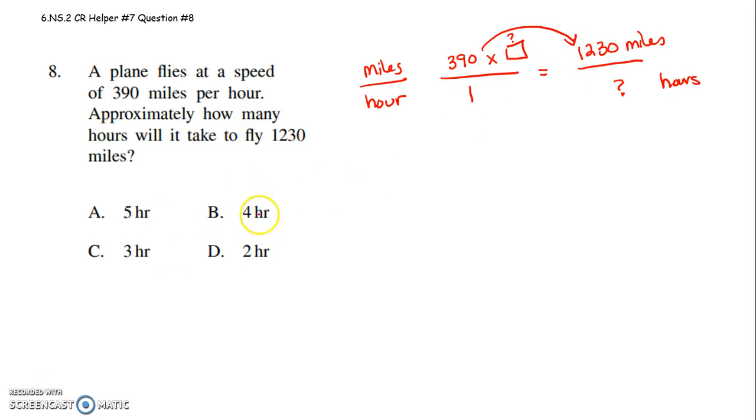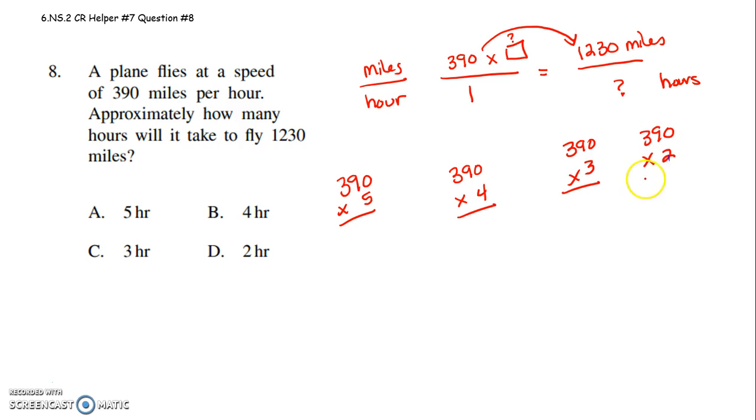Well, I could guess and check, and I could start substituting these number of hours in. I could do 390 times 5 hours, see how many miles that was. 390 times 4 hours, see how many miles. 390 times 3 hours, see how many total miles. And then I could say if I was 390 and I traveled 2 hours, how many total miles. The other thing to do, besides guessing and checking and multiplying your 390 per hour by however many hours they give you, you could also just take your 1230 and divide by 390.